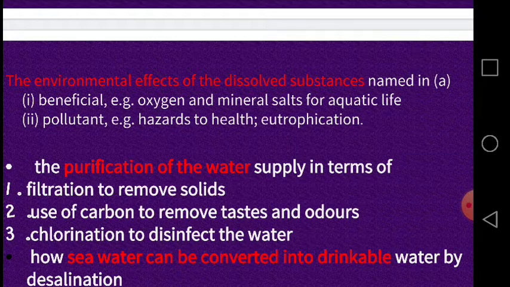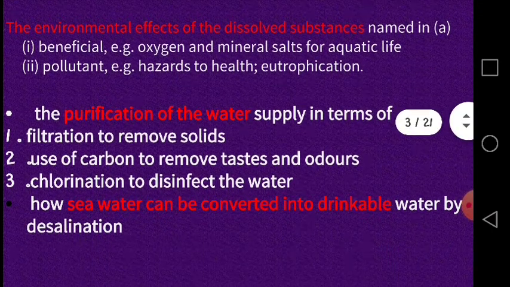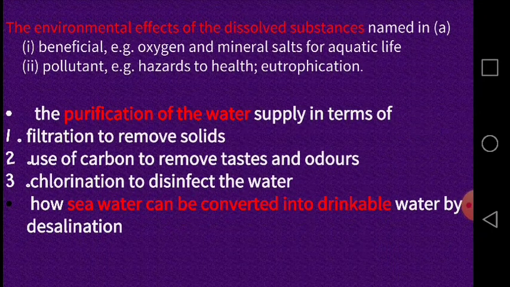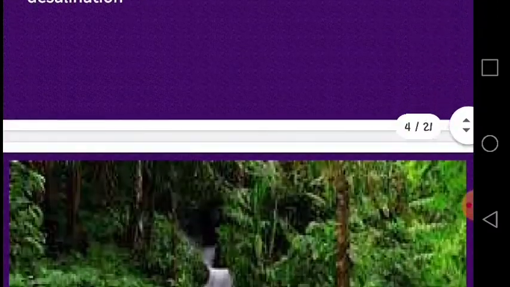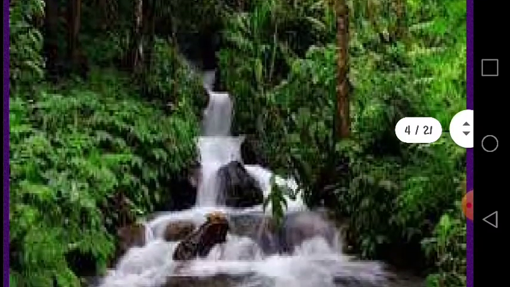microbes, and then we will focus on how we can make seawater into drinkable water by desalination. So these are our objectives for today's learning. Dear students, I am going to start from this slide.